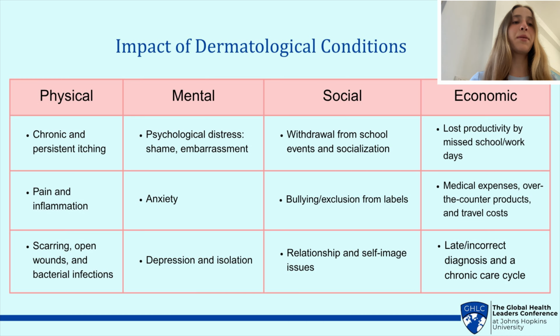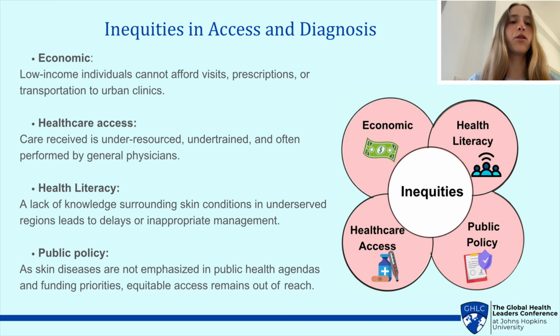As for economic impacts, there are indirect costs of lost productivity for missed school and work due to factors like discomfort or stigma. There are also direct costs for medical and travel expenses, and a long-term financial burden from a chronic care cycle. Underserved areas face the worst of these inequities due to the lack of access and diagnosis.